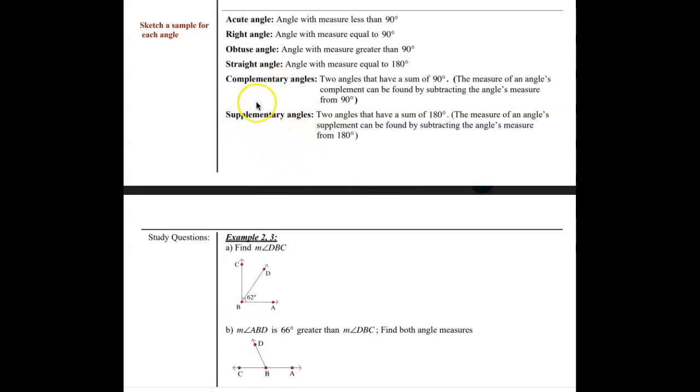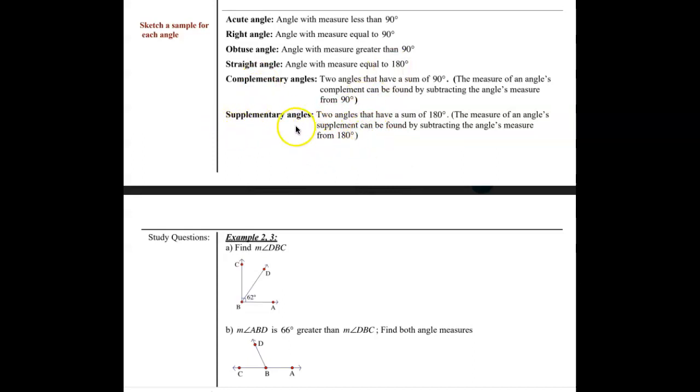So a student taught me once that 90 comes before 180, if I'm just regular counting. And C comes before S in the alphabet. So they said, you can use that thought to remember complementary goes with 90 and supplementary goes with 180. Again, C comes before S and 90 comes before 180.